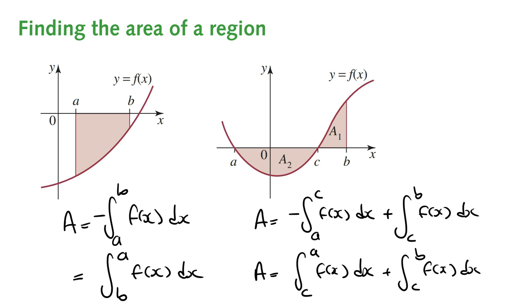Now, a common mistake to avoid is to write the total area as the integral from a to b of the function f of x dx. This is going to give you the wrong answer. You must find each area above and below the x-axis separately and then add it all together. This was it for the theory part. Now let's do some examples.